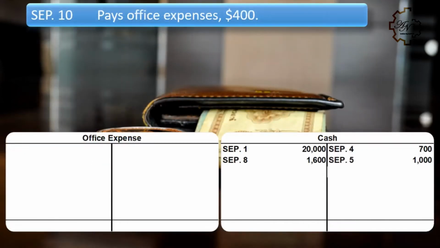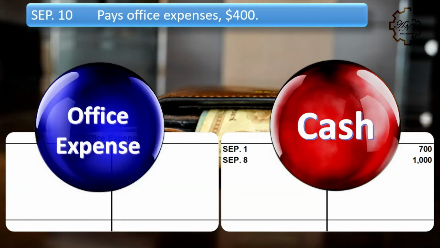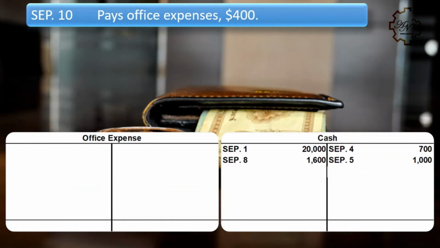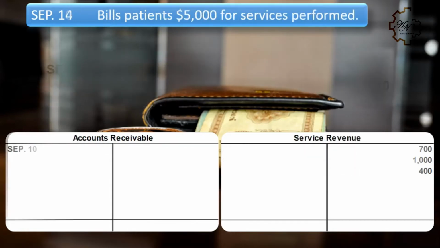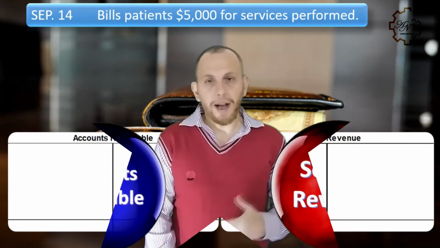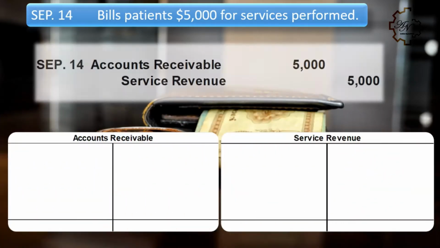Pays office expenses, $400. Here we have office expense in the debit side, cash in the credit side. The entry is debit office expense, credit cash, and we have to transfer them to both accounts. Bills patients, $5,000 for services performed. Here we have accounts receivable and service revenue, and the entry is debit accounts receivable, credit service revenue, and we will transfer them to both accounts.